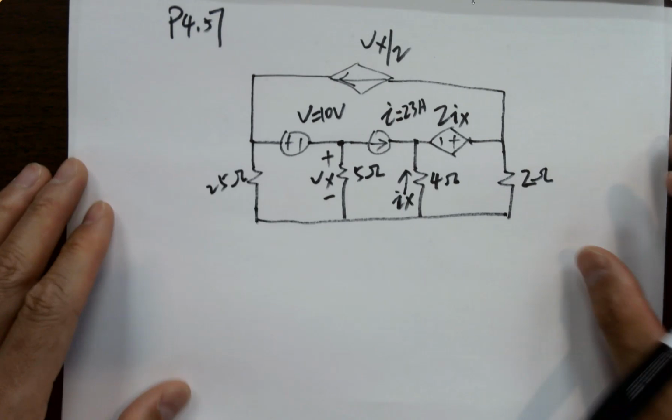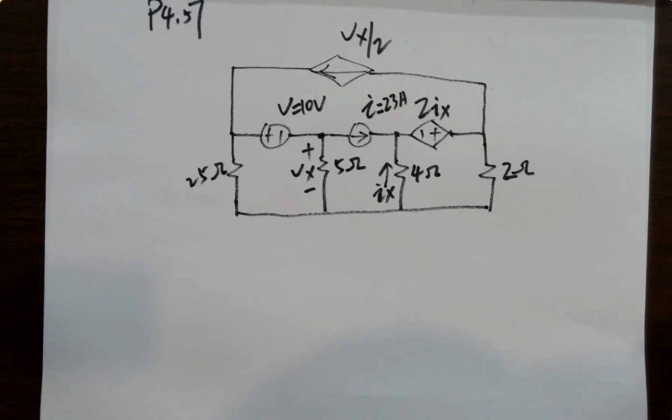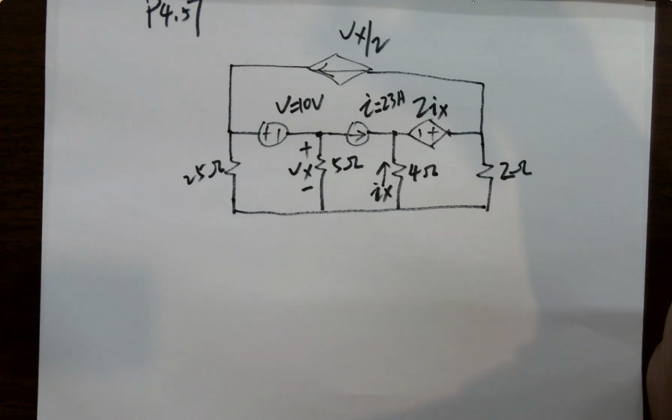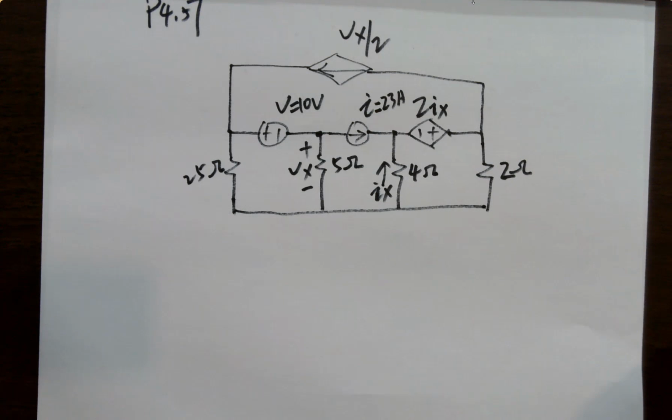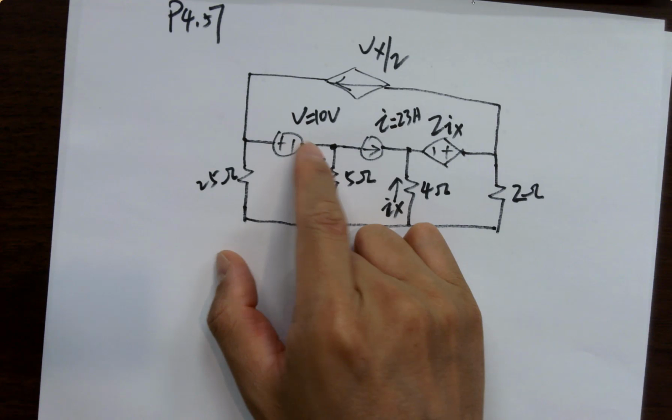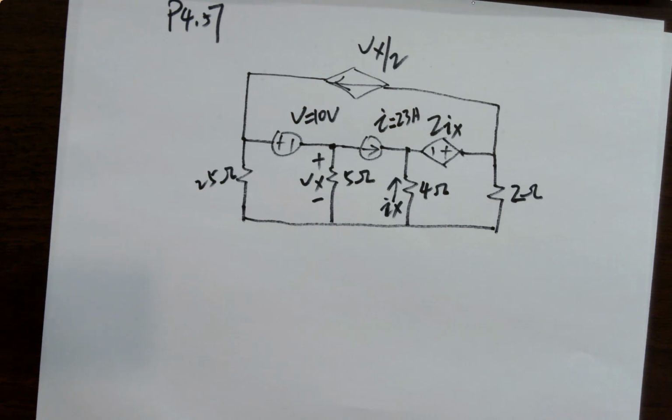Which one would you like to use? I like to use mesh, but it's asking whether you would use the node voltage or the mesh current method to find the power absorbed by the 10 volt source. And there's a standard answer to that. I assume they want us to do node voltage, or they're going to find the current. Find a current through it, right? Either way, but let's see which one's easier.